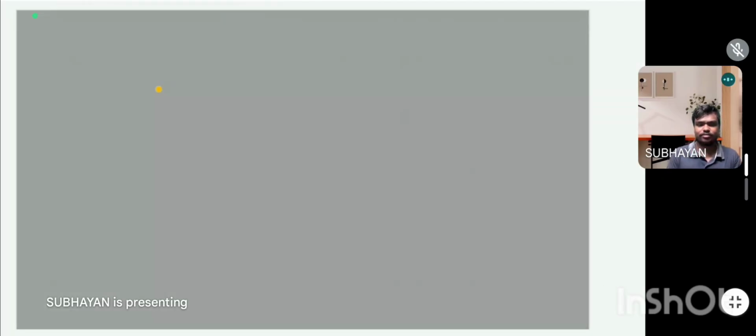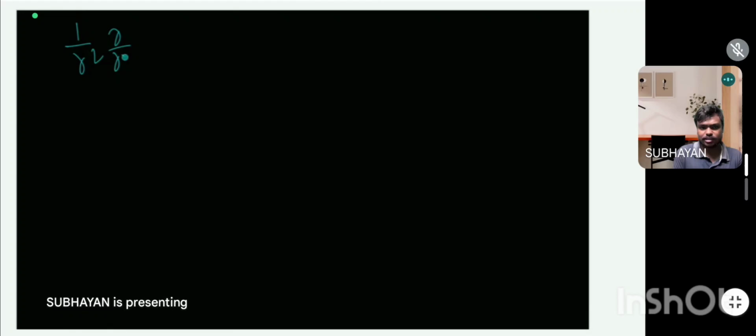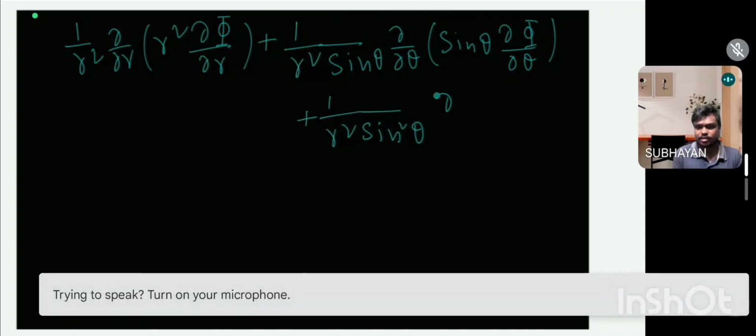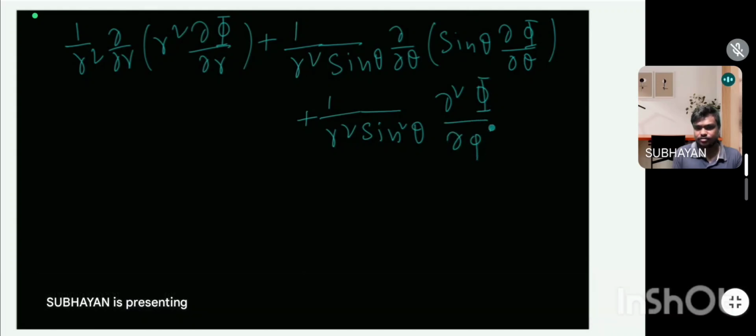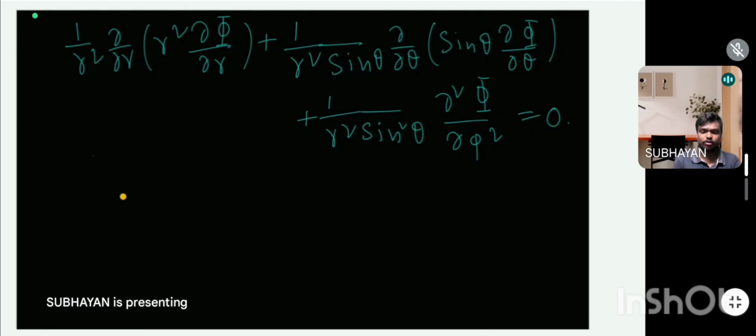Following this form of the Laplacian operator, you can write 1 by r square del del r of r square del phi by del r, plus 1 by r square sin theta del del theta of sin theta del phi by del theta, plus 1 by r square sin square theta del 2 phi by del phi 2, equals 0. Amongst different processes to solve this equation, we are going to adopt the separation of variables method.